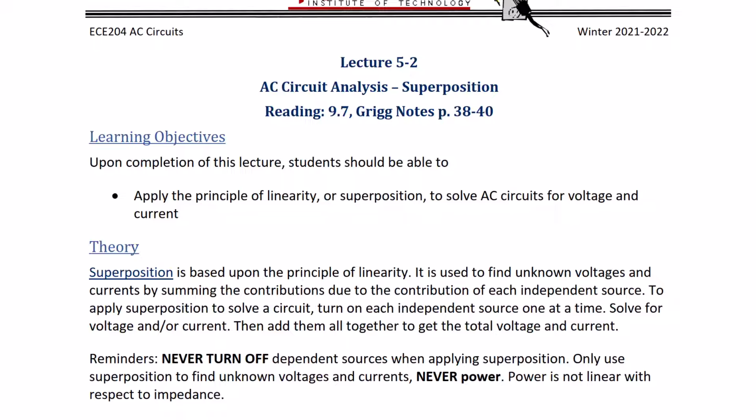Only use superposition to find unknown voltages and currents. Never use it for power. Power is not a linear property with respect to impedance or resistance.